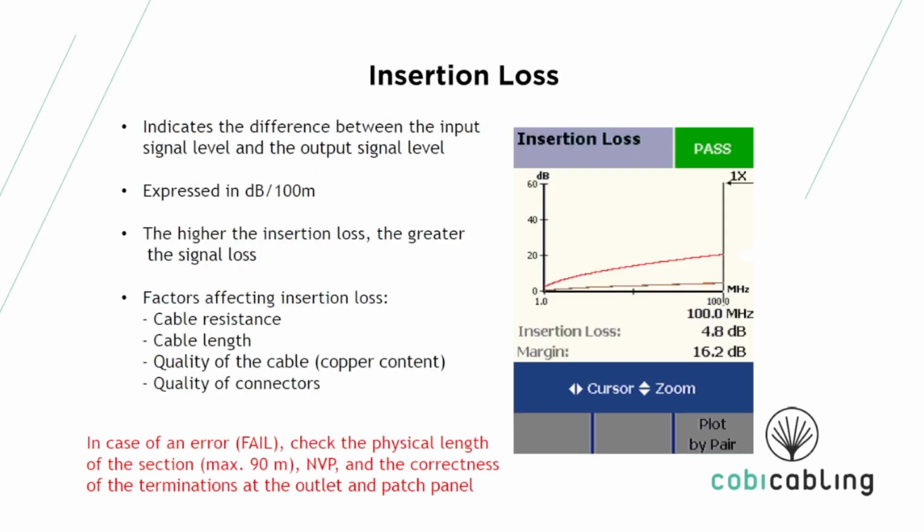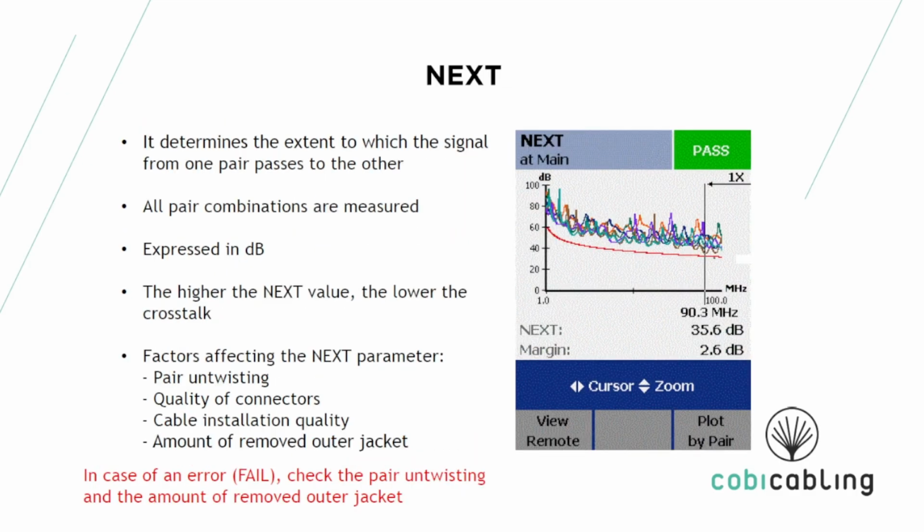Insertion loss. Why the signal weakens. Insertion loss indicates how much signal is lost along the way. The greater the length and the poorer the quality of the cable, the greater the insertion loss. If the result is incorrect, check that the cable is no longer than 90 meters and that the terminations are of good quality.